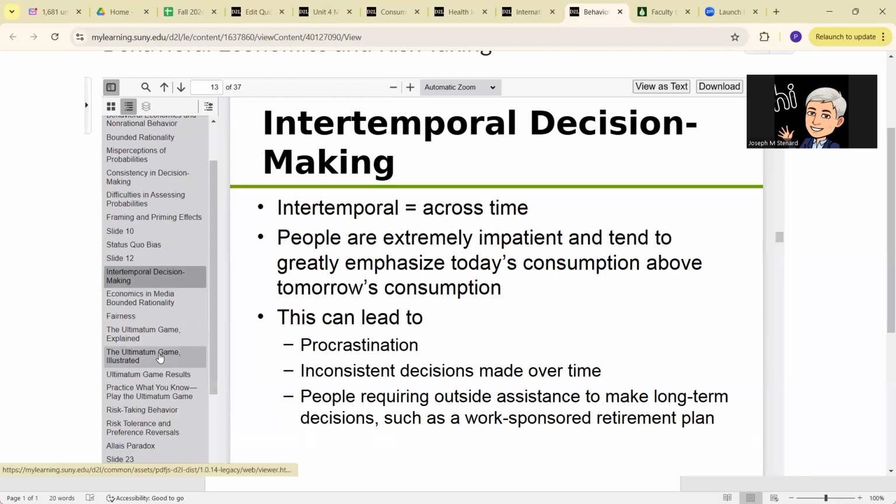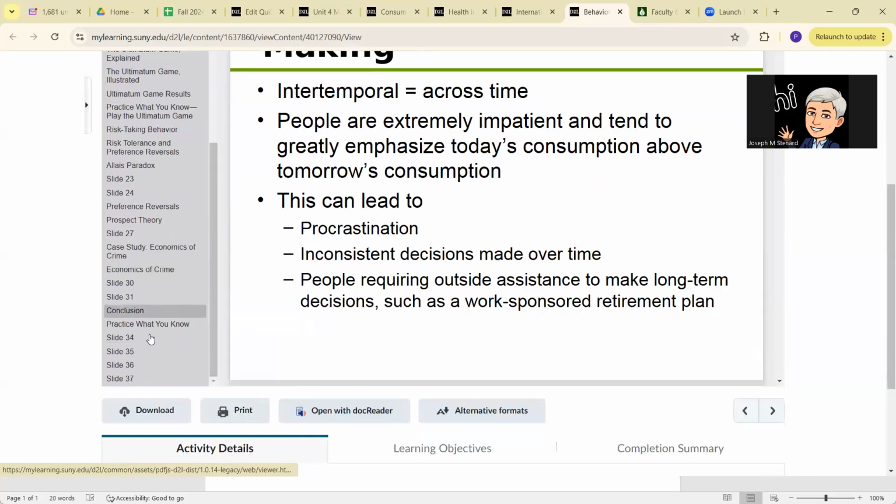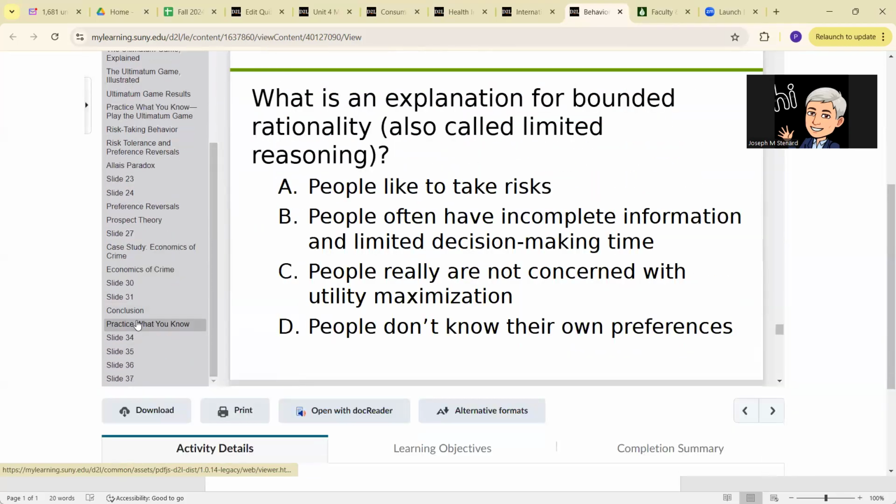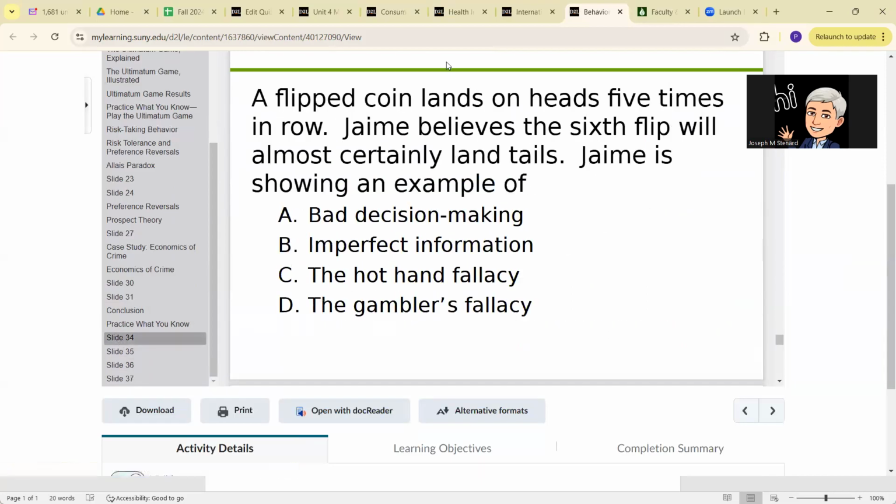So I'm going to move on down here to the practice what you know. What's an explanation for bounded rationality? And B is a good answer for that one. 34, a flip coin lands on heads 5 times in a row. And Jamie believes the sixth flip will almost certainly land on tails. Well, if it's been doing heads and he thinks that there's a better than 50-50 chance that it's going to land on tails, Jamie thinks there's going to be a reversal, which is an example of the gambler's fallacy.